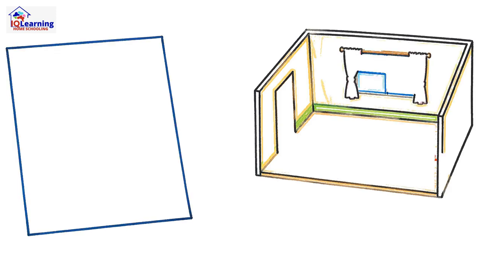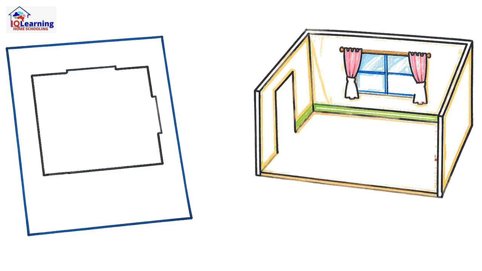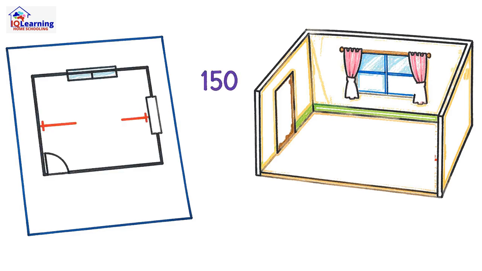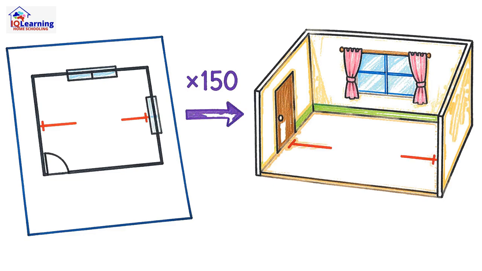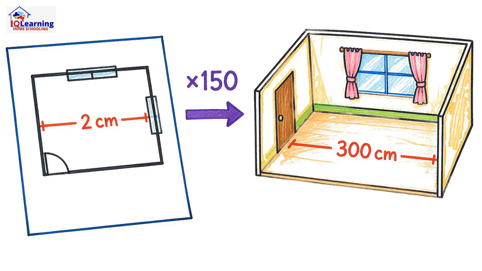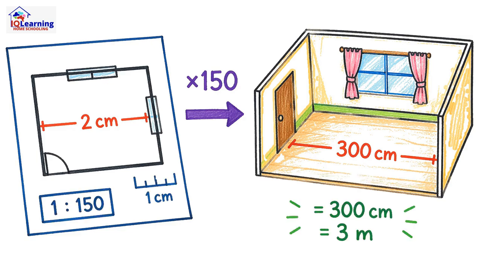Architects use scale drawings with ratios like 1 to 100. This means 1 centimeter on the drawing equals 100 centimeters in real life. If a room is 2 centimeters wide on a 1 to 150 scale plan, you just multiply 2 by 150. The real room is 300 centimeters, or 3 meters wide.